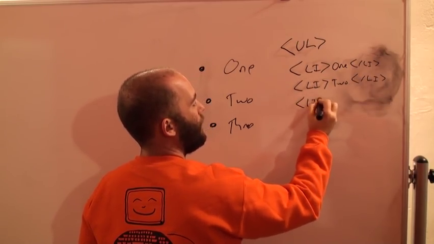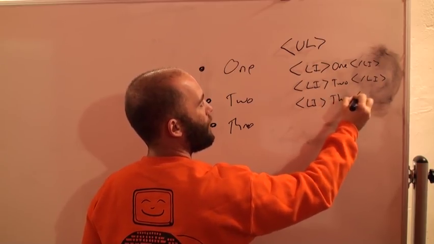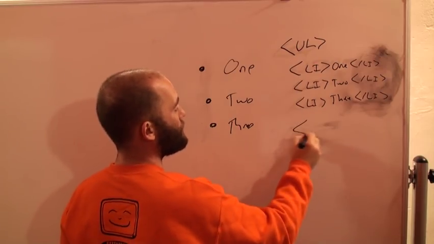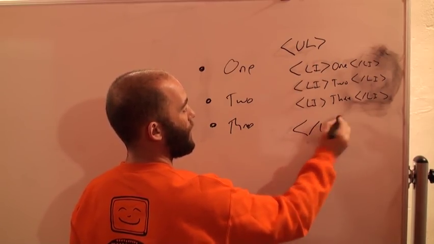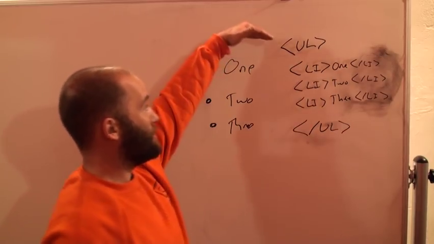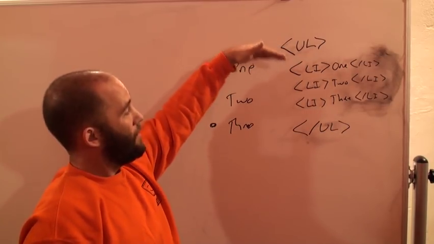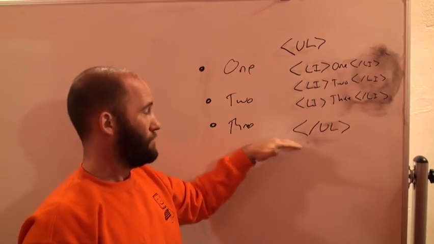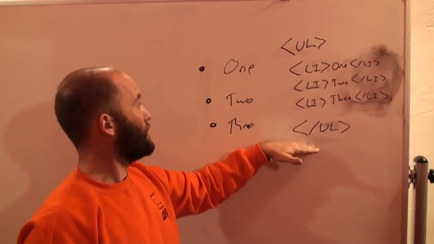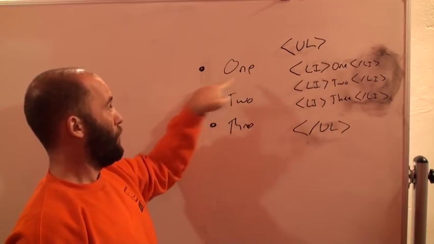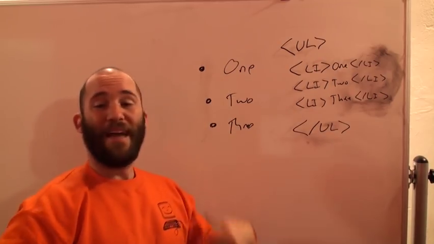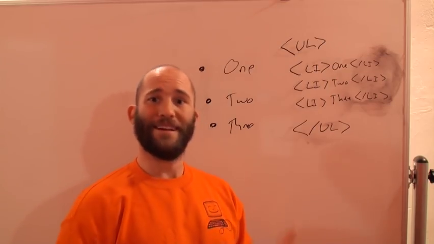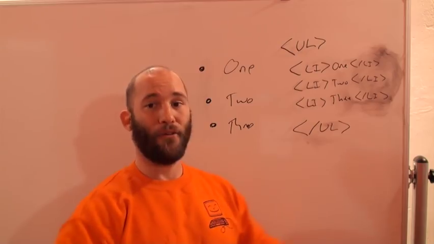Then you would do LI 3, and then close LI, and make sure you close the entire list. So slash UL closes the list. This starts your unordered list. This is list item 1, list item 2, list item 3, and then you close your unordered list. This will give you bullet points. So bullet point 1, bullet point 2, bullet point 3, and that's all you have to do to create lists within HTML. Let's go back to the computer, and I'll actually code this out for you to show you how it works.